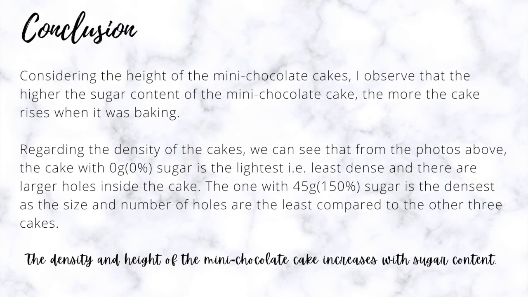As the amount of sugar affects leavening and gluten formation in the chocolate cake, in conclusion, the density and height of the mini chocolate cake increases with sugar content.